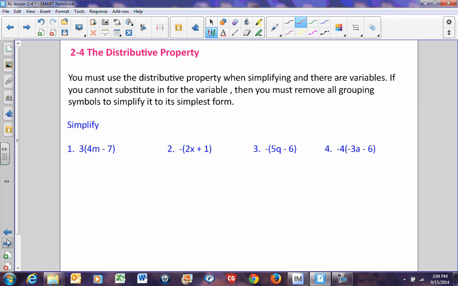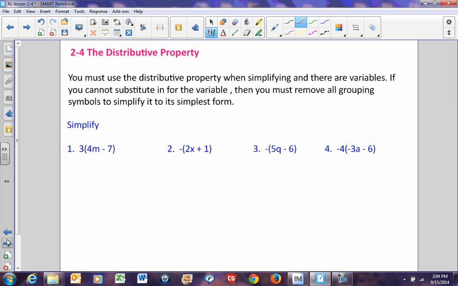In some cases you must use the distributive property when simplifying, especially if there are variables. Because if you cannot substitute in for the variable, then you must remove all the grouping symbols to simplify it to simplest form. Let's take a look at number 1 here.